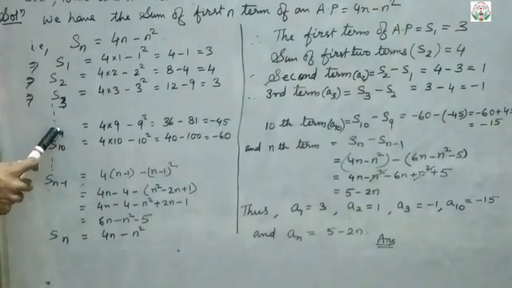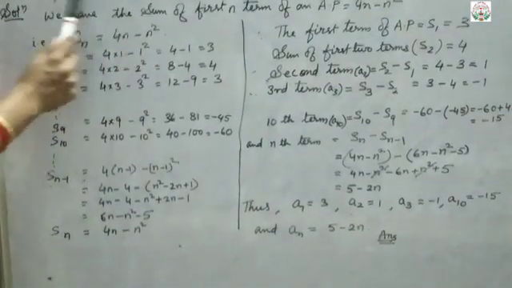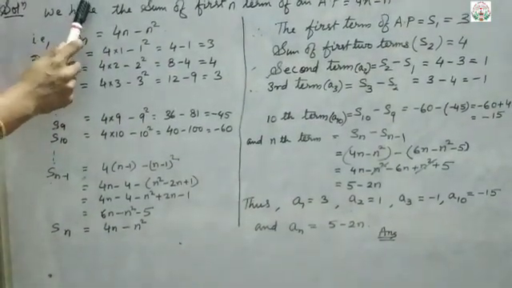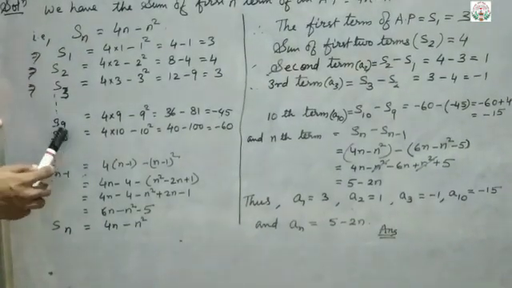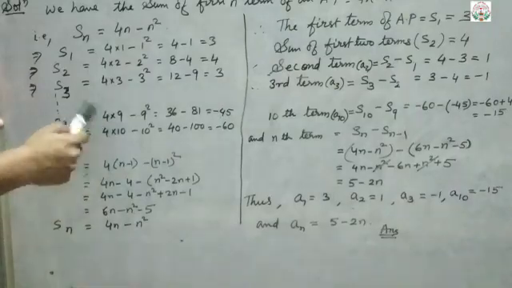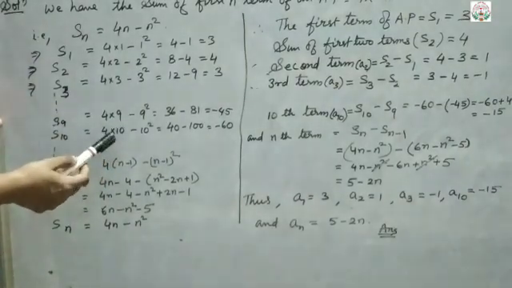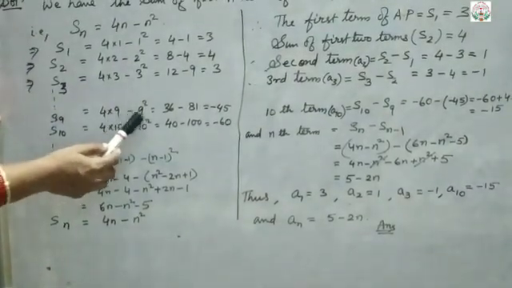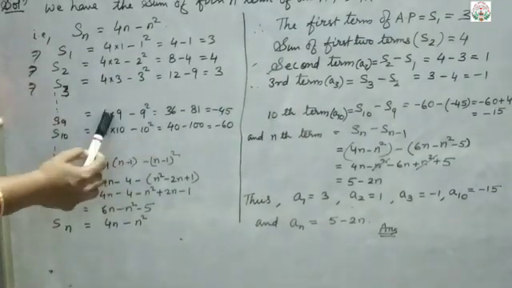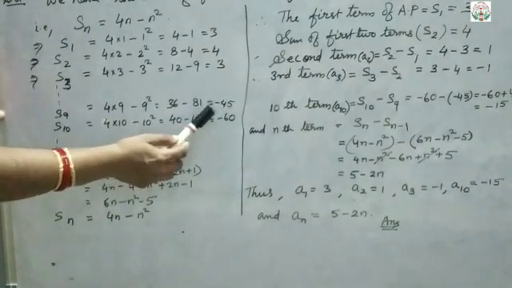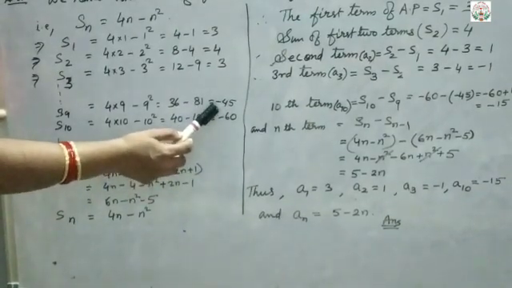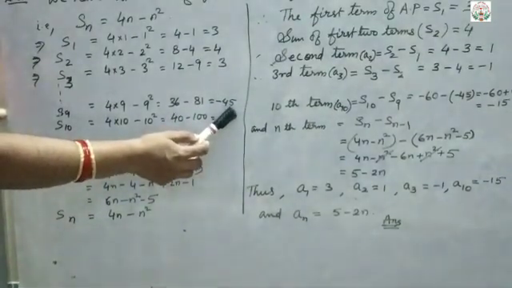Likewise, we will find till S9, because we are supposed to find the 10th term. So for that, we need to have what? S9 and S10 also. So S9 will be what? Wherever n is there, you put the value as 9. So 4 into 9 minus 9 square. That will give 4 nines are 36, minus 9 square is 81. So on simplification, what we are getting equals minus 45.